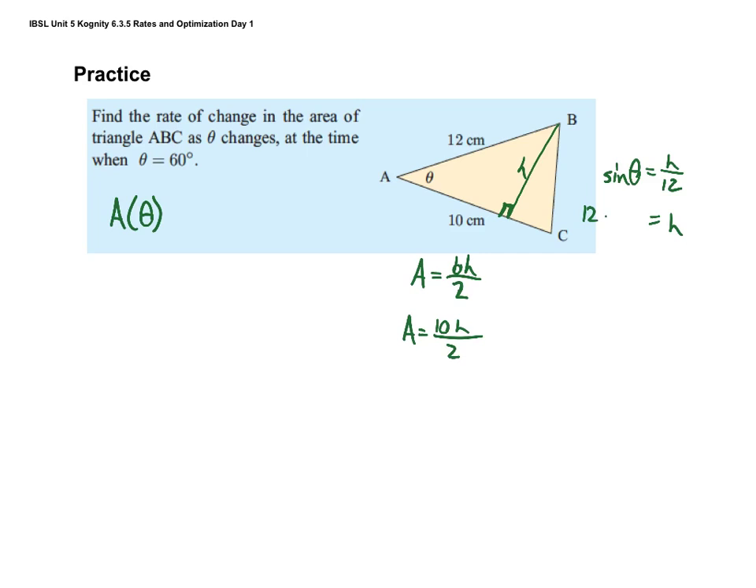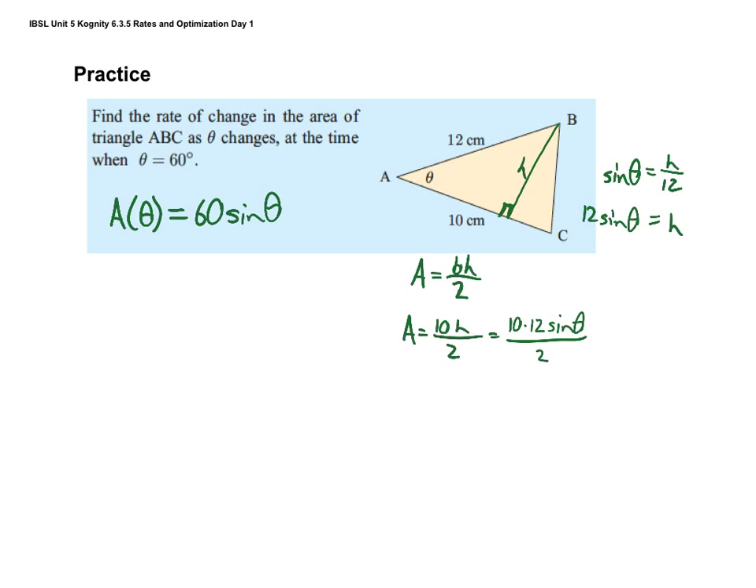12 sine theta. So now I plug in for h. I have 10 times 12 sine theta over 2. That's going to be 60 sine theta. So guess what? Now I have my area as a function of theta.